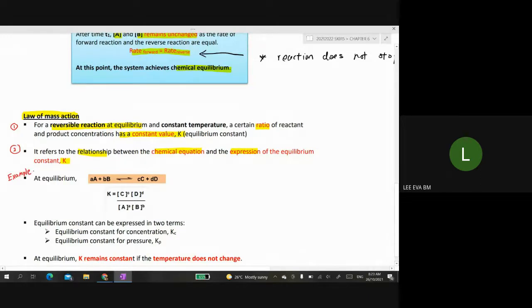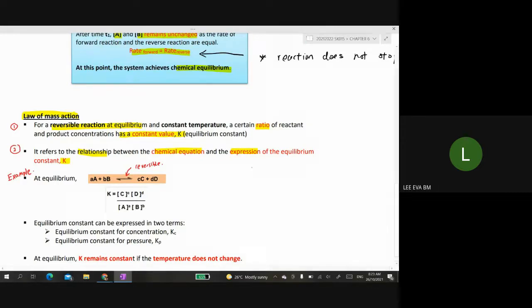So at equilibrium, let's say we have reactants A and B, and then they proceed to C and D as the products. So the forward reaction is AB towards CD. This arrow refers to a reversible reaction. The small letters a, b, c and d are the stoichiometric coefficients.